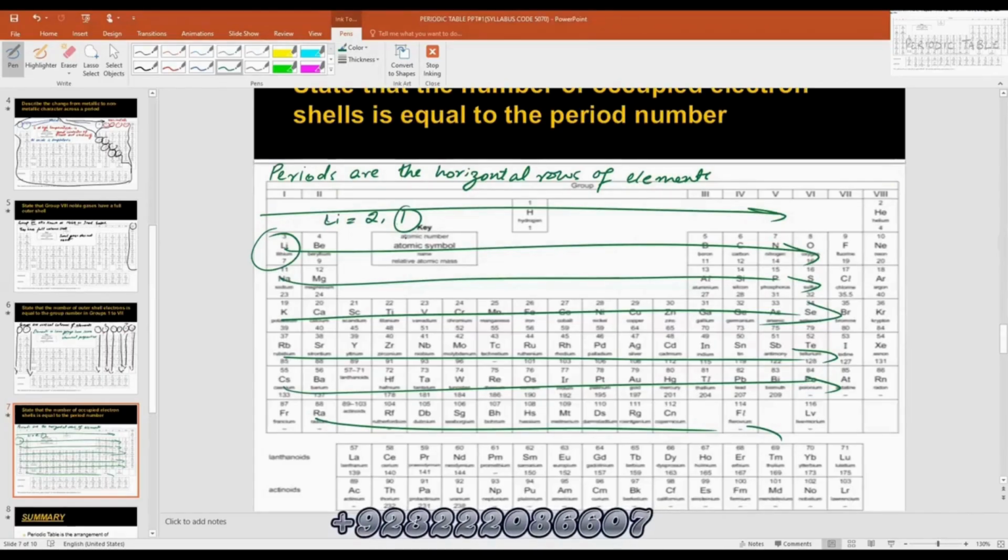Now the last element in this period is neon. The proton number of neon is 10, which means the electronic configuration would be like this, 2, 8. You see, both the shells are complete. Therefore, we have concluded that elements present in the same period have the same number of filled electron shells.